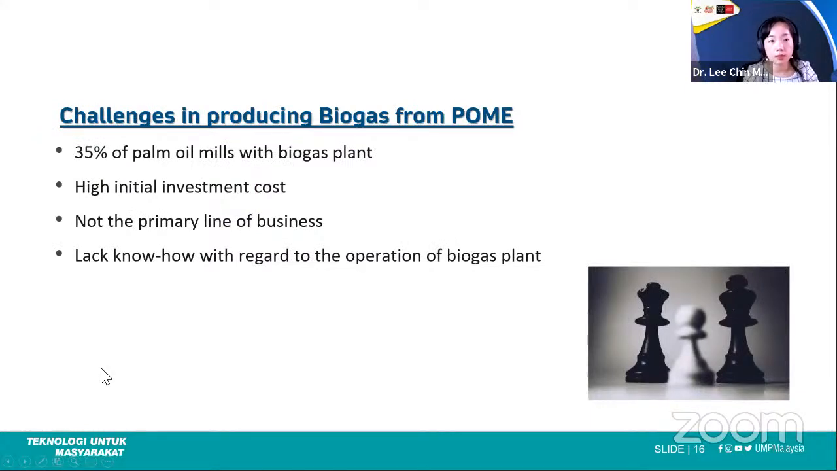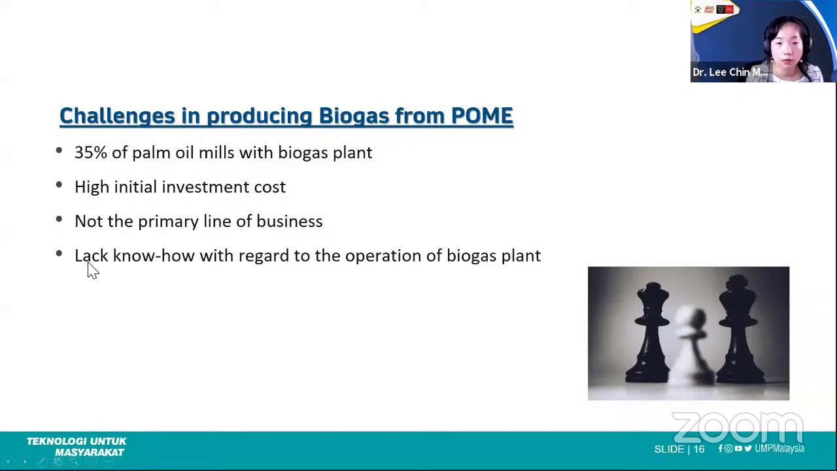So biogas looks like a really promising renewable energy, but however, only 35% of the palm oil mills have been installed with a biogas plant. The challenge is that the investment cost is always high in the beginning, and the investors won't see the return immediately. And of course, this is not their primary line of business. A lot of the palm oil mills would like to expand their business to extract more palm oil rather than to produce biogas.